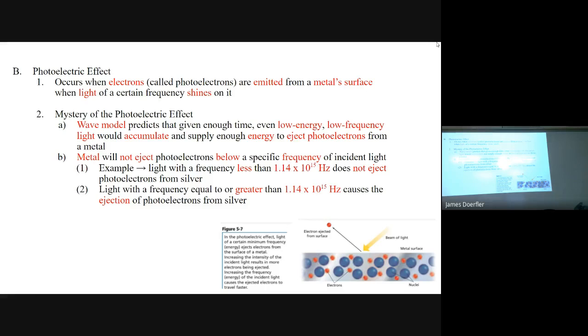But once they would shine a light that is equal to or greater than this frequency of 1.14 times 10 to the 15th hertz, it would cause a photoelectron to be ejected off of the silver surface. All right.